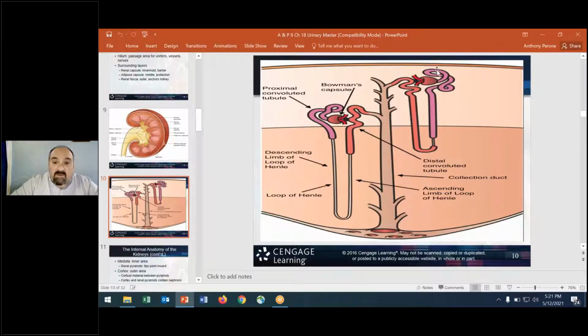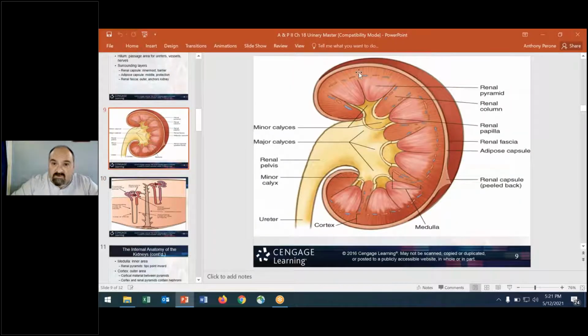So with the cortical nephrons, most of the components of the nephron are present within the cortex of the kidneys. Knowing that, you have the cortex, the medullary region, and the renal papilla with the calyces. Again, the urine drains into this collection area and then exits via the ureters. Okay.